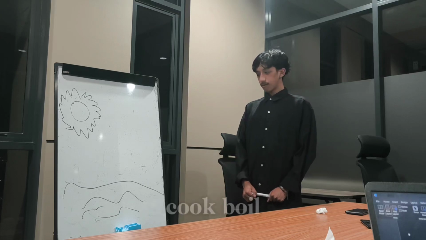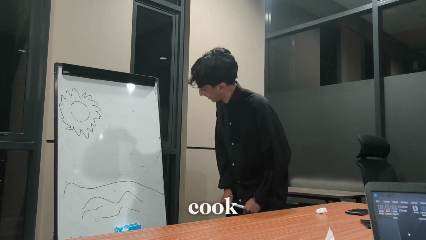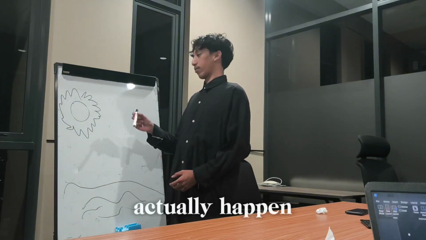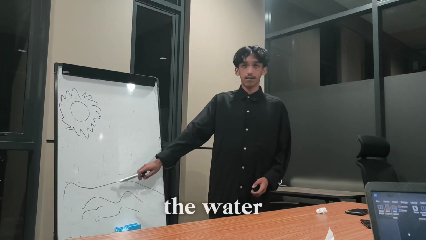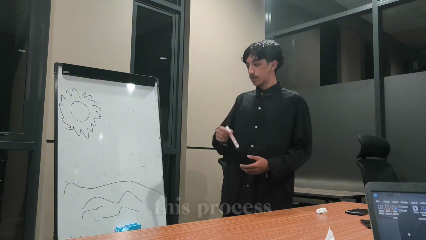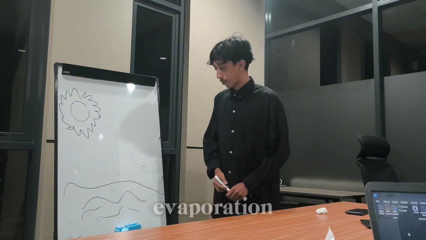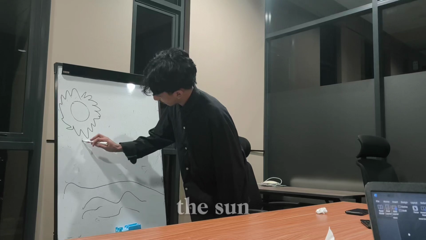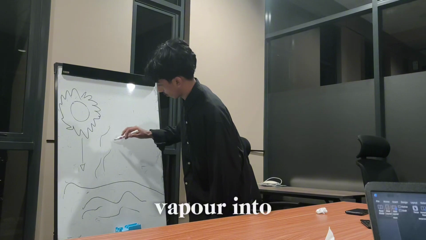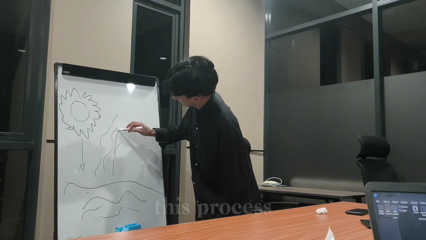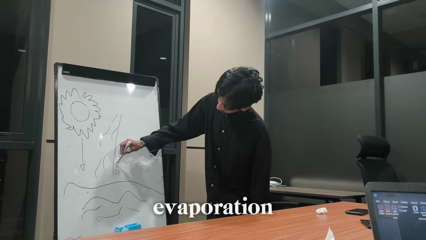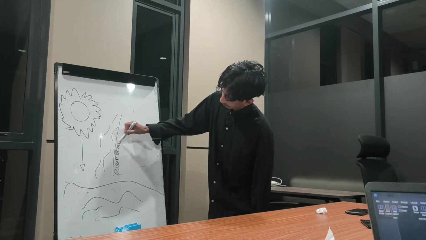And then, can anyone tell what happens when the sun hits the water? I don't know, sir. Cook, boil. That's almost right, but what actually happens when the sun hits the water is that the water becomes water vapor. This process is called evaporation. The sun hits the water and then the water turns to vapor into the skies. This process is called what, everyone? Evaporation. Evaporation, correct.